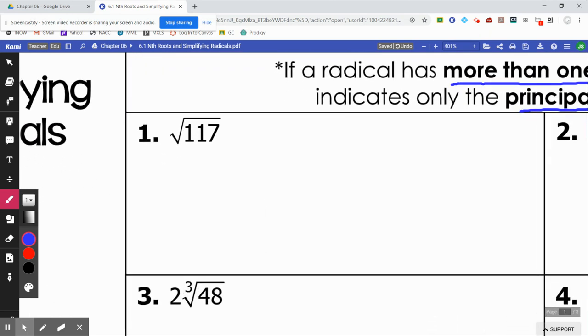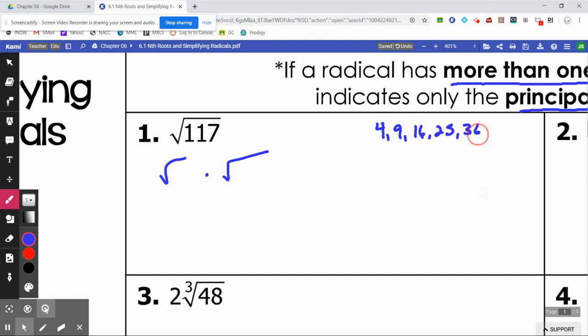And the way that we're going to simplify a radical is you're going to break it apart. And we did this in some of your other classes. We're going to break the 117 into something that you know the square root of. I don't know the square root of 117. You can test it. We're not sure. So we do have a list up above of things that we know the square root of: 4, 9, 16, 25, 36, and so on.